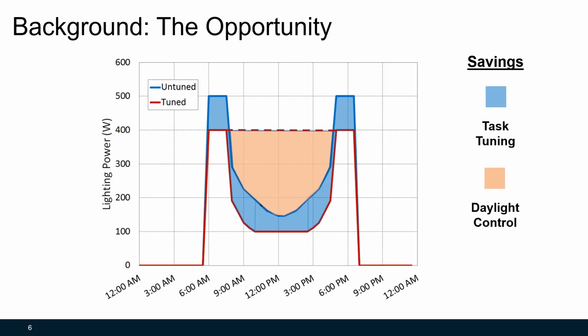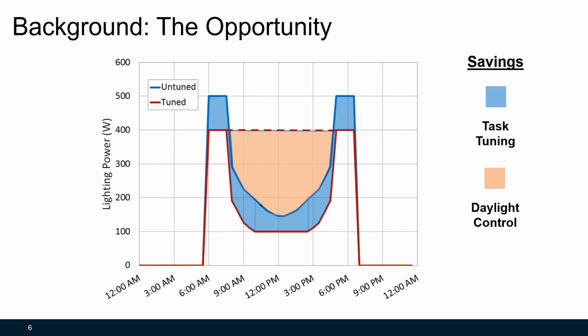In the previous video, we discussed an advanced lighting control strategy called task tuning. You might wonder how these two lighting control strategies interact when combined. This plot illustrates the combined energy savings over an ideal day. Task tuning savings are indicated by blue shading, and automatic daylighting control savings are indicated by orange shading. The solid red line plots the lighting system's power draw over a typical day, when both task tuning and automatic daylighting controls have been implemented.